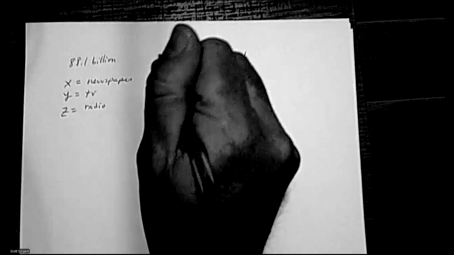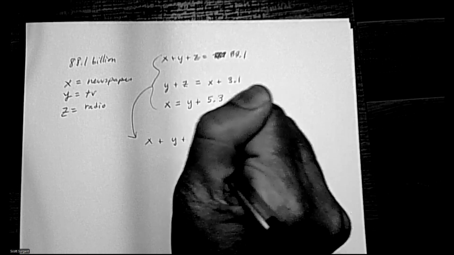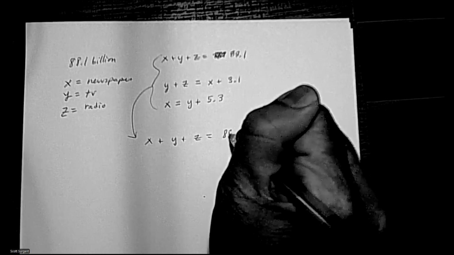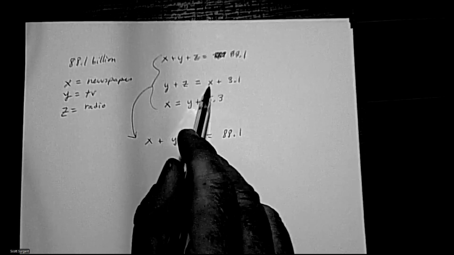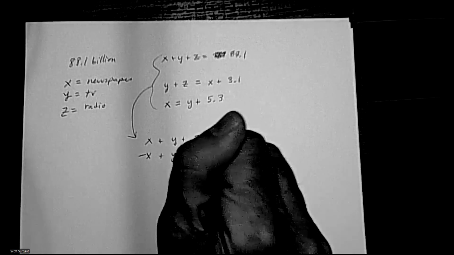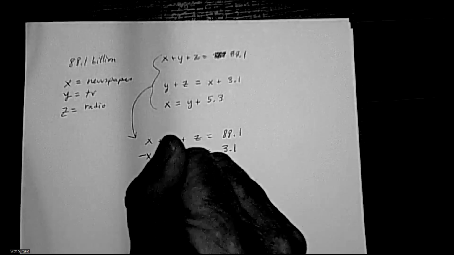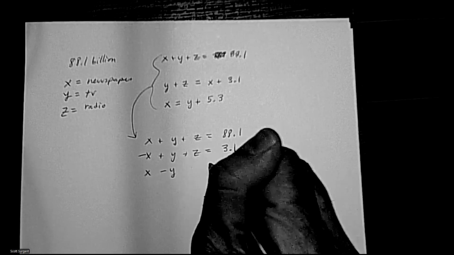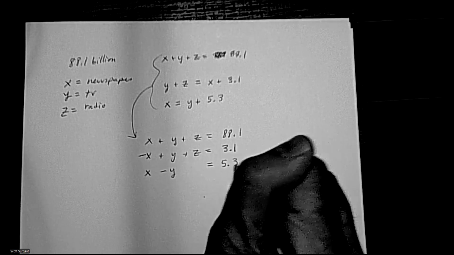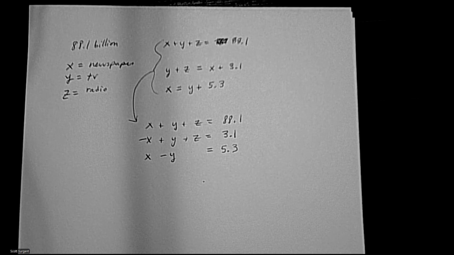So the first thing you want to do is rewrite the system so that everything is stacked. Right here, I'm going to bring the X over. So it's going to be negative X plus Y plus Z. I'm going to leave the 3.1 on the right. And over here, I'm going to bring the Y over. So it's X minus Y, and I'll leave some space there, equals 5.3. So do you see how I've written the system now? Yeah. Okay.